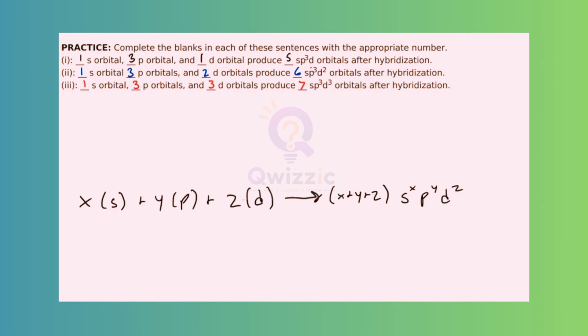So just to recap, right, for part 1, our blanks are going to be 1, 3, 1, 5. For part 2, our blanks are going to be 1, 3, 2, 6. And for part 3, our blanks are going to be 1, 3, 3, 7. So this corresponds to option C within the multiple choice.